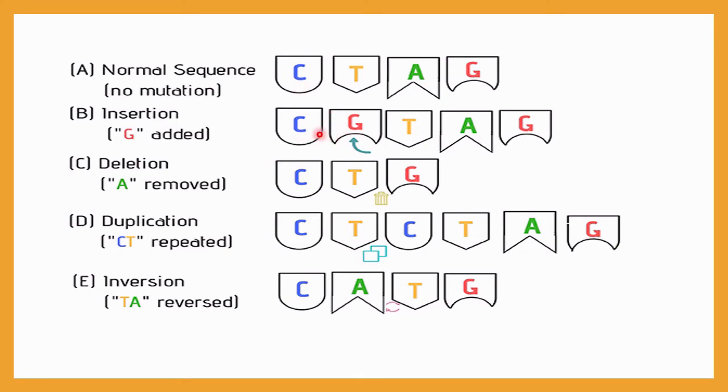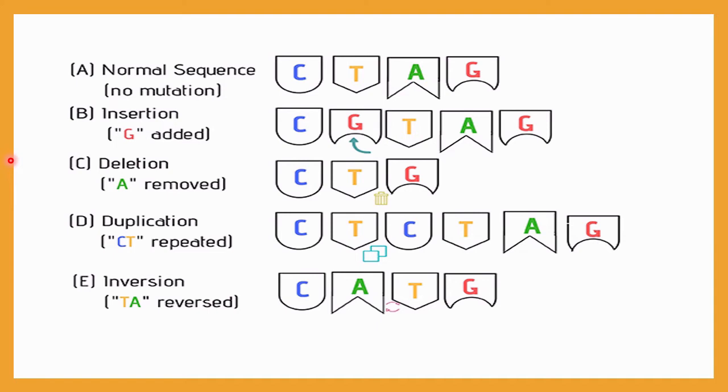So what happened? The sequence is changed. Now it becomes C, G, T, A, G, where G is inserted. So this is called insertion. Next is a deletion. What happens if deletion occurs? Here you can see A is removed.